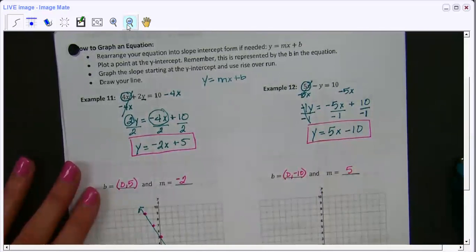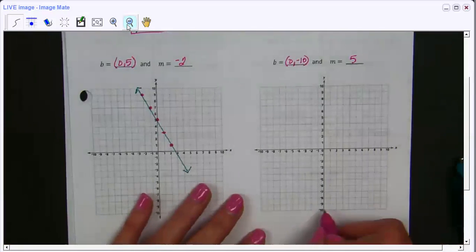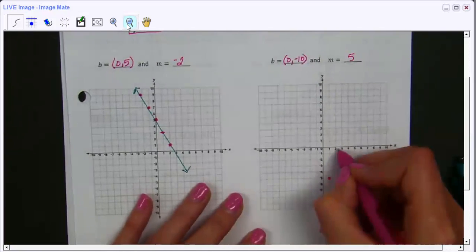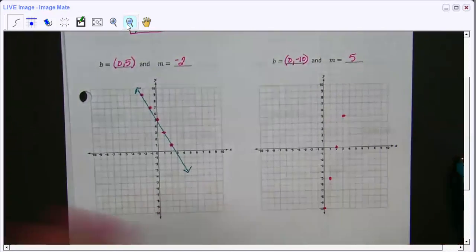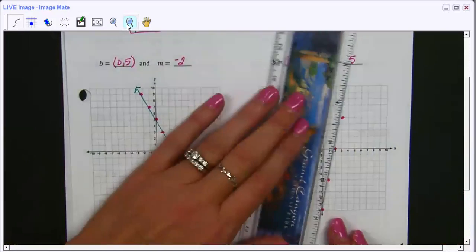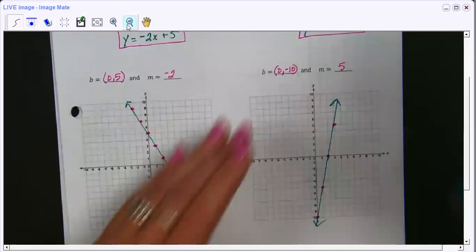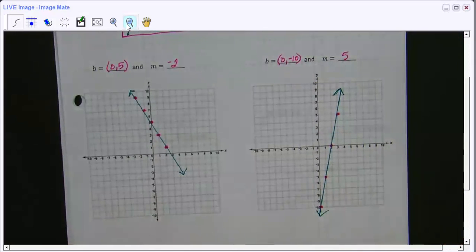Okay. So I'm going to plot a point at (0, negative 10). And then graph my positive slope of 5, 5 over 1. Okay, and then graph my line. When you're writing, if it asks for the y-intercept, yes, you need to put the 0 in front of it. So it's asking for (0, negative 10). Yeah.